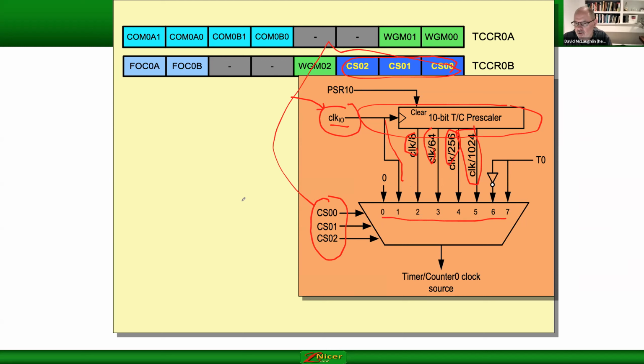And so just to walk through those, if you set those all at 0, you will have no clock. That means you're disabling the clock. So when you set these 3 at 0, there's no clock, the thing isn't running. When you set them at 1, then you're taking your external clock directly, so it's running at 16 megahertz. If you set it at 2, it would be running at 2 megahertz, and so forth.